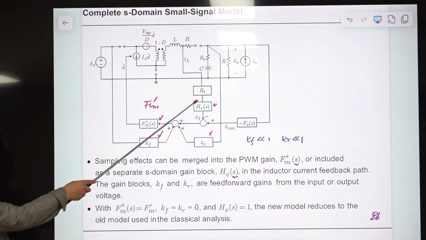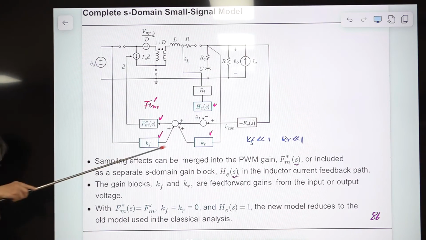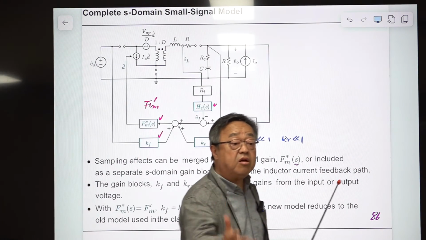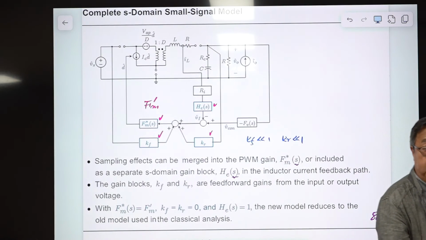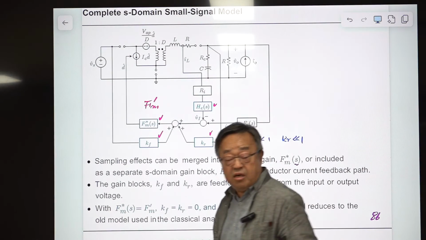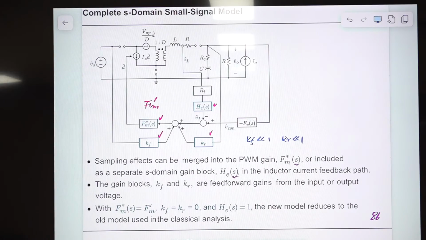If this is removed and this is changed somewhat, then that becomes what? Voltage mode control. So the basic analysis we learned from voltage mode control extended to classical analysis, and all the knowledge you accumulate here will be used in the new analysis, including the sampling effect. Directly jumping into the sampling effect does not make any sense. So this is the gradual learning steps.